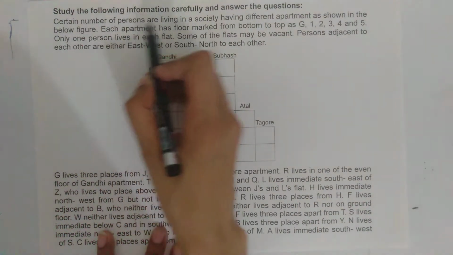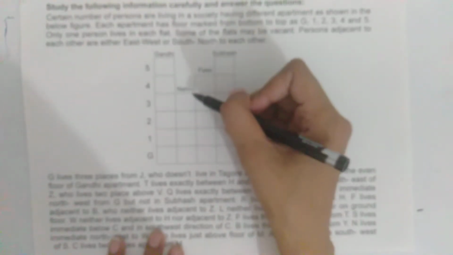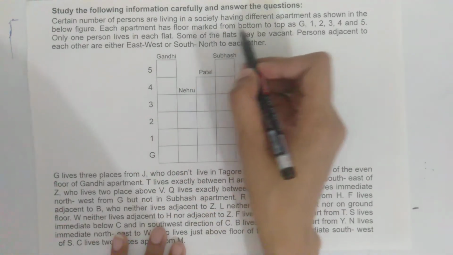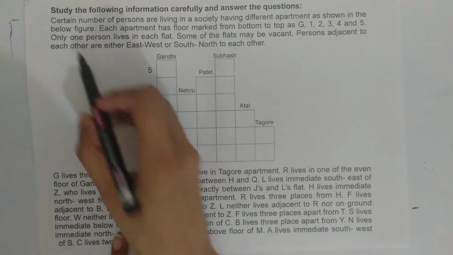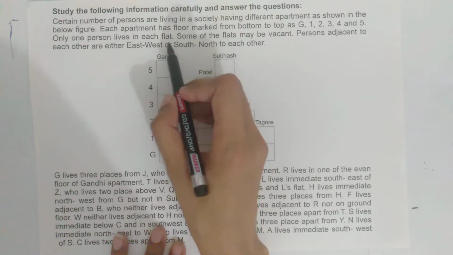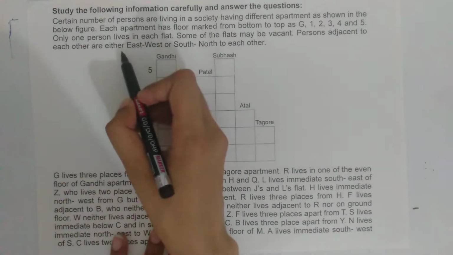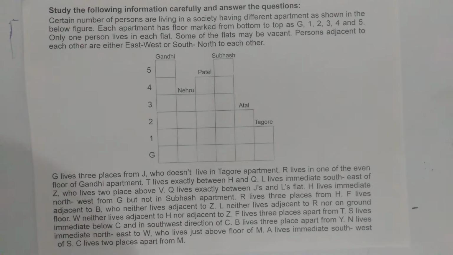See, a certain number of persons are living in a society having different apartments as shown in the figure. This is the diagram. There are apartments like Gandhi, Nehru, Patel, Subhash, Atal and Tagore. Each apartment has floors marked from bottom to top as ground floor, first, second, third, fourth and fifth floor. Only one person lives in each flat. Some of the flats may be vacant. Persons adjacent to each other are either east-west or south-north to each other. Fine. Now see the conditions.